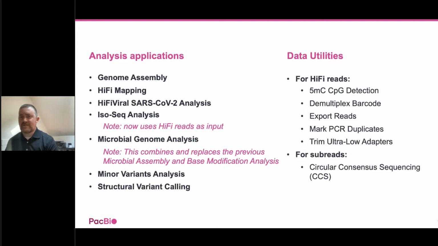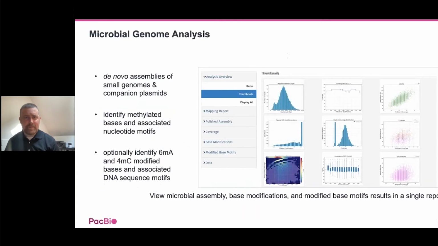We have options. So for instance, if you used a low input sample, we have the mark PCR duplicates and trim ultra-low adapters. And this is the one exception that does not run on HiFi reads. We still offer the circular consensus sequencing module, which is also where you can put your cutoffs, for instance, to make a HiFi read. And this is just the last thing, as I mentioned, is microbial genome analysis.